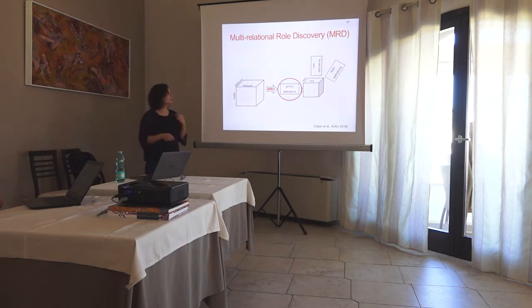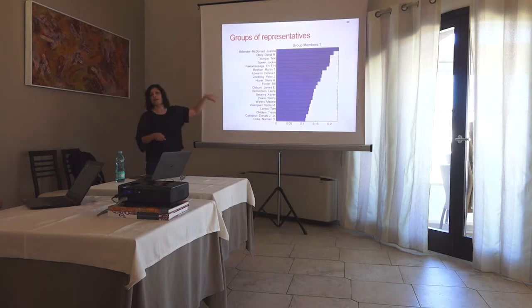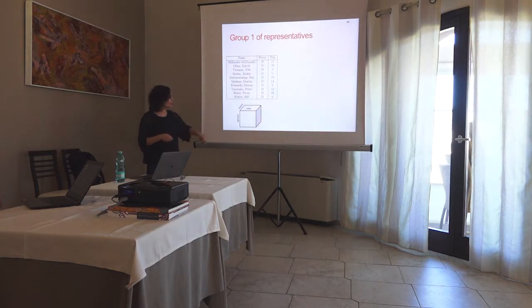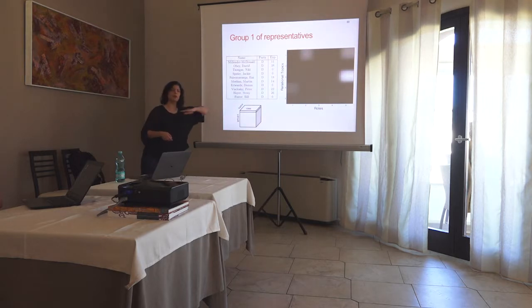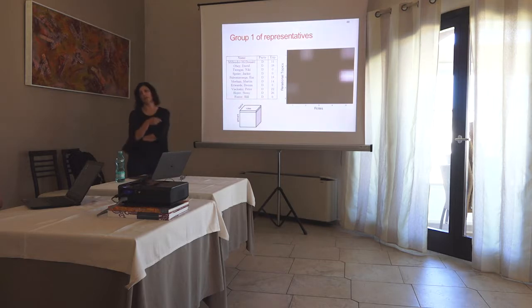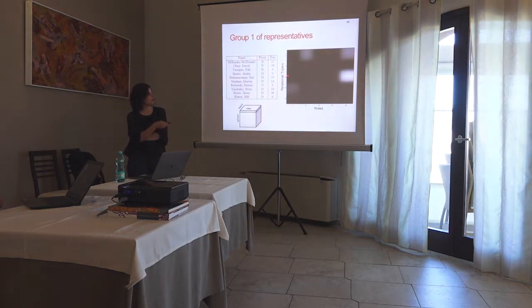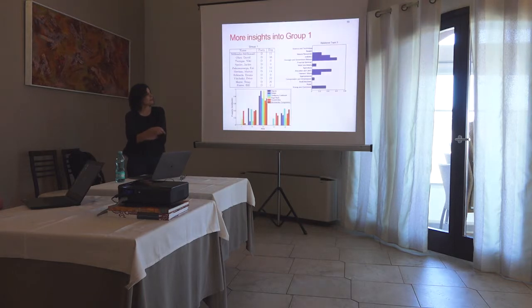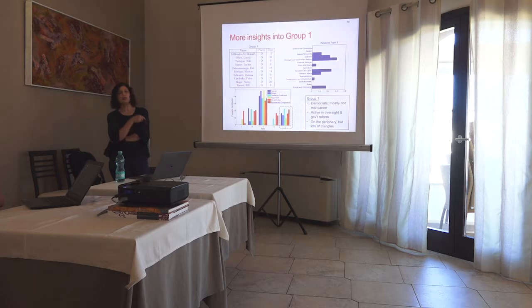And I can look at these group definitions and see all of the members that belong to group one and how much they belong to it. Then I can go to this tensor core and extract that slice for group one and look at the roles versus the relational topics that I extracted. And I see that, wait a second, people who belong to this group one participated a lot in role five and relational topic three. I can look into that and see that in relational topic three, they operate a lot in oversight and government reform, and they tend to be very active in role five. And so these are Democrats that are mostly not mid-career, and they're active in this oversight committee. And they tend to be on the periphery of the network, but they have a lot of triangles. That's something we do not expect if you're on the periphery of the network.